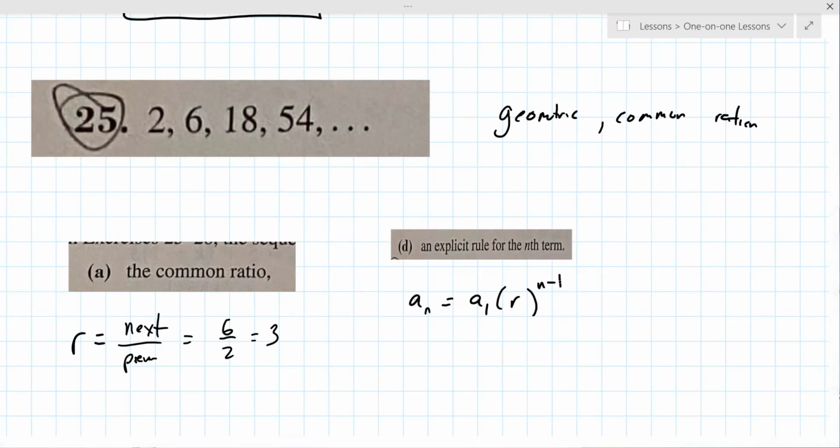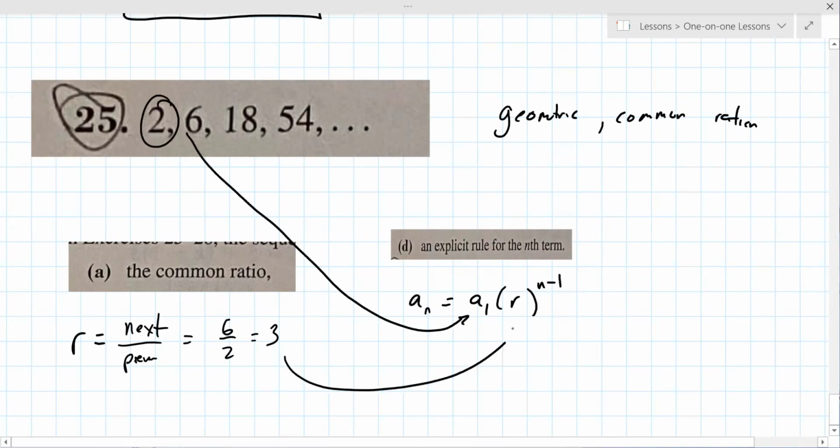So what do you need? Well, you need the first term. Got that. Need R. Got that. So we can write this down. A sub n equals 2 times 3 to the n minus 1 power.